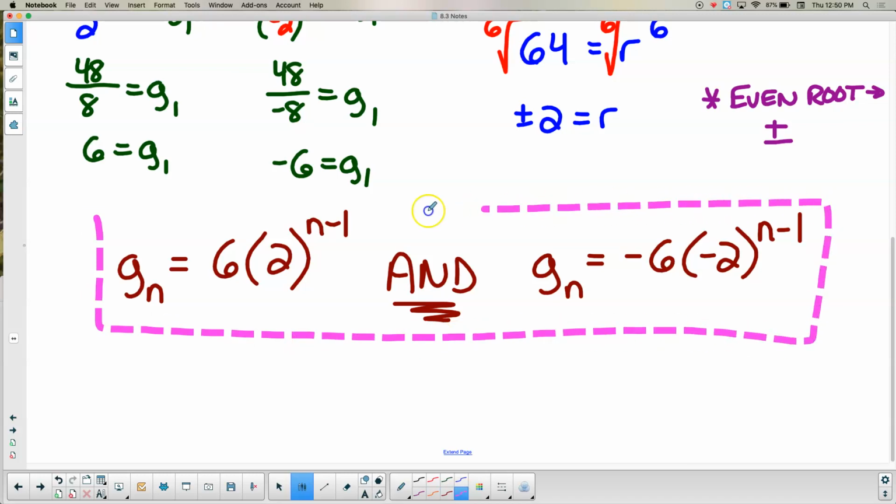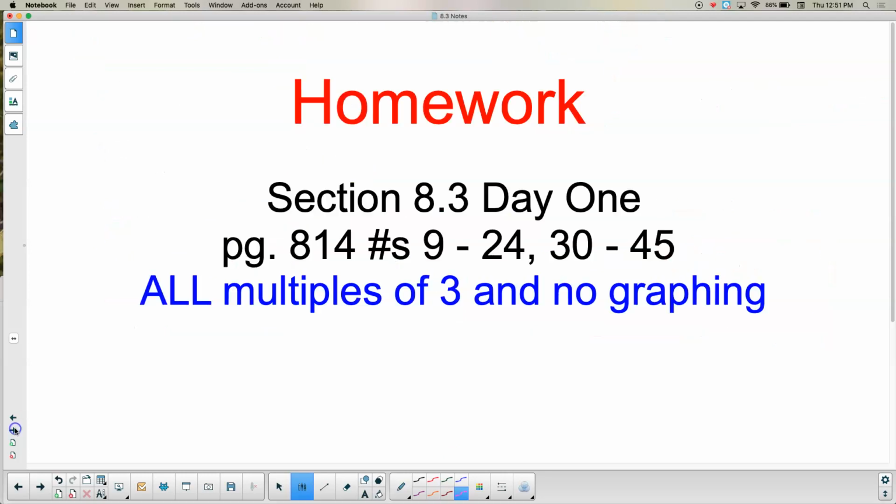Now, if you don't want to do the plus or minus, I don't want to give you all the points. It's your choice. You can do half the work and get half the points, or you can do all the work and get all the points. Both of those equations have a fourth term of 48, and both of those equations have a 10th term of 3072. So I leave that choice up to you.